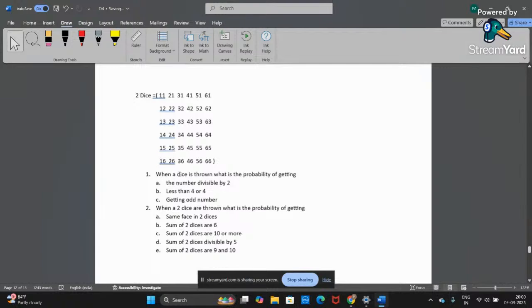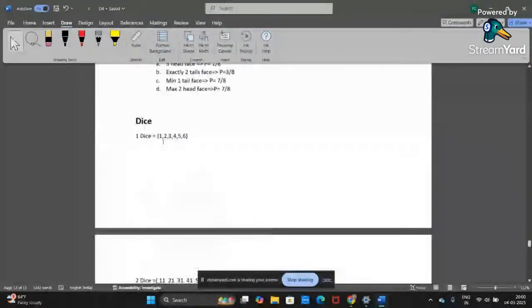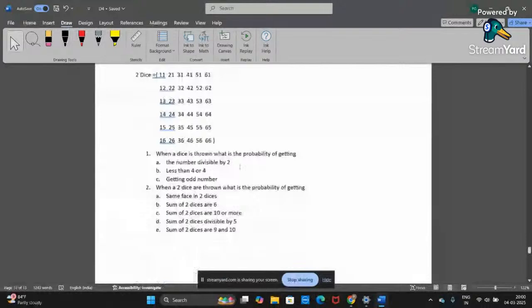When a dice means only one dice. So what is the answer? Number divisible by 2 means what are the numbers here? 2, 4, 6, 3, right? The probability is 3 out of 6. That means we can write it as 1 by 2. This is your probability of getting a number on a dice which is divisible by 2.